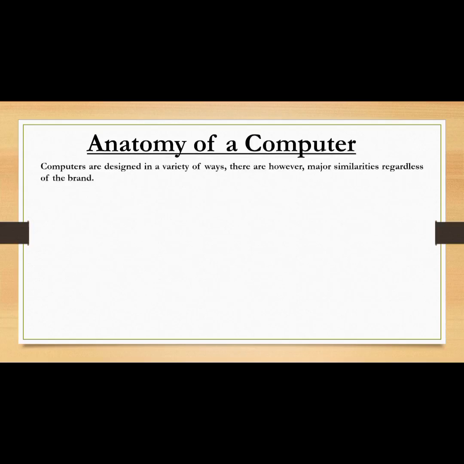Now, computers are designed in a variety of ways. There are, however, major similarities regardless of the brand. With many products out there, we have different types. We have Dell, Apple, Acer, HP, Lenovo, so many of them. But there are two main types of computer systems that we have: the desktops and the laptops. Regardless of whatever brand I just mentioned, they are all in this category. These companies produce either a desktop or a laptop.